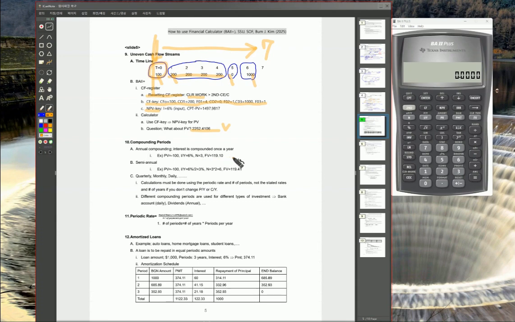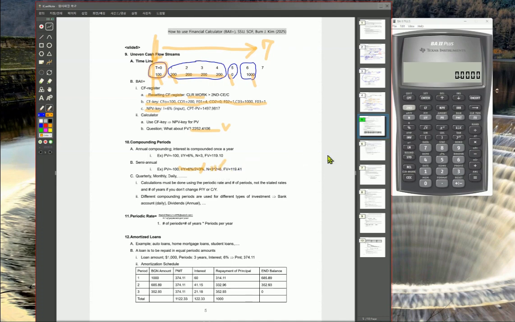However, if interest is compounded twice a year, so 6 months per period, then the present value is minus 100, and the period rate is not 6% anymore because it is compounded twice a year. So 6% divided by 2 is 3%. Semi-annual compounding means each period the interest compounds by 3%. Also, the number of periods is not 3 years anymore. Twice a year, so there will be 6 periods.